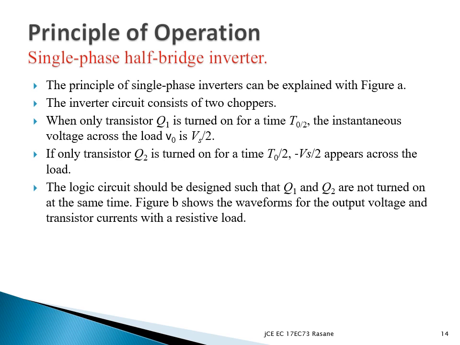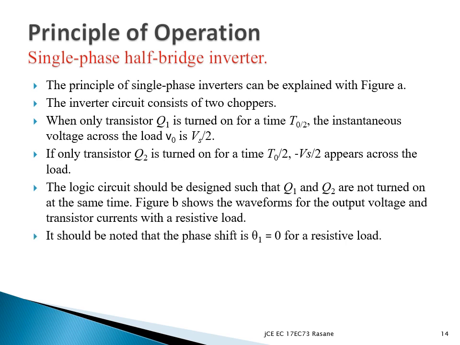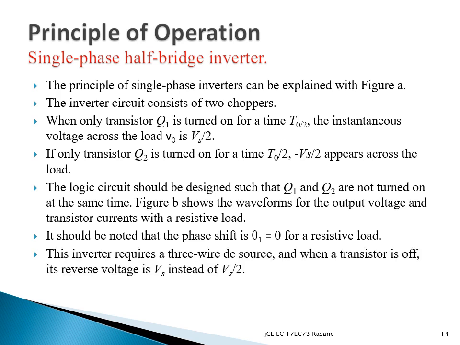So there we have seen that there is a phase shift between the output voltage and the input current, theta. Now this phase shift occurs if the load is inductive, and this value of theta becomes equal to 0 if the load is resistive. So it should be noted that theta 1, the phase shift of the fundamental component of the current, is 0 for resistive load.